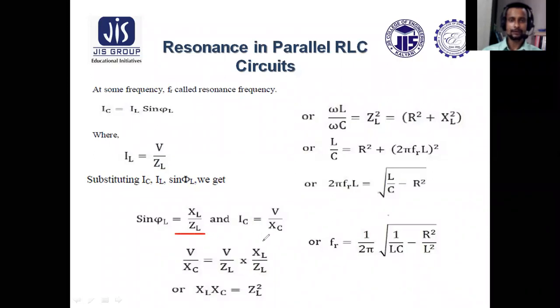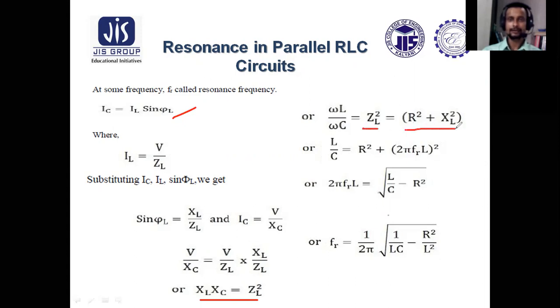Now IC equals what? V by XC, where XC is the capacitive reactance of the capacitor. Now substituting all the values in this equation. IC equals V by XC, which is found here. IL is V by ZL and sin phi L is XL by ZL. So finally we'll get this, V will be cancelled. ZL square equals XL XC. Now XL equals omega L, and XC equals 1 by omega C. So XL XC can be written as omega L by omega C, that is equal to ZL square.